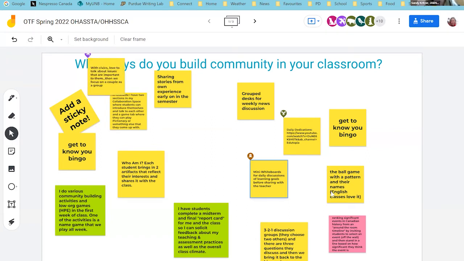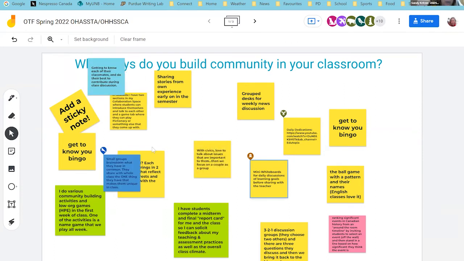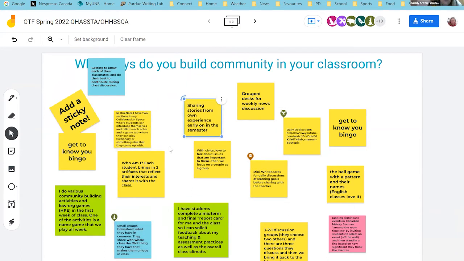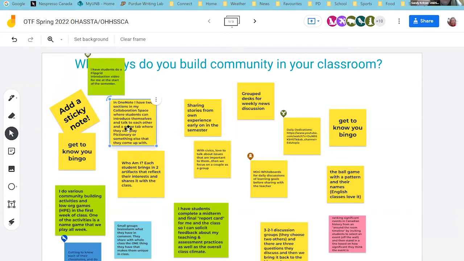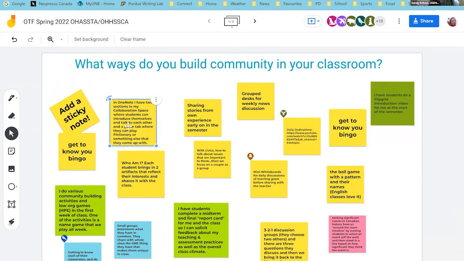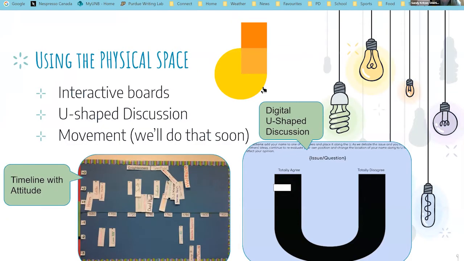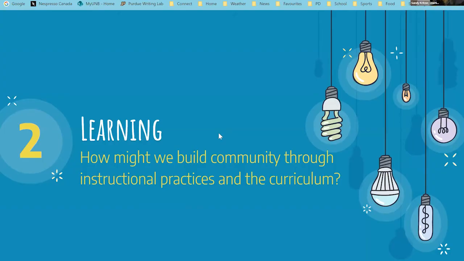Round the room timeline. Ooh, that's a great way to use the physical space as well. Oh yeah, a collaboration space where kids can introduce themselves, talk, post pictures. Love it. So there's lots of different ways to get to know one another. You're welcome to keep posting here, but I think we'll just keep moving for now. Thank you so much for sharing. And as I said, just keep going as we continue through our learning together.